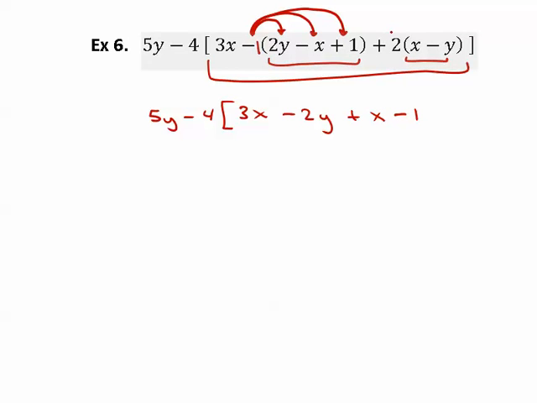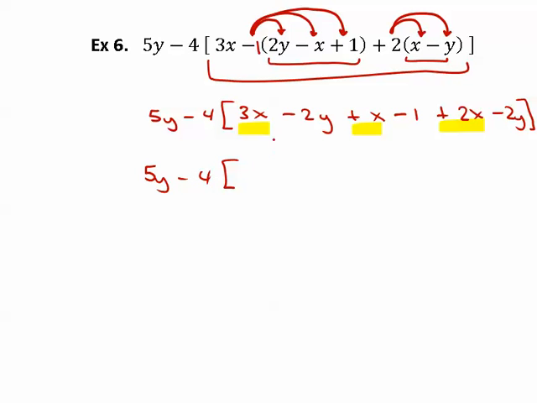Now we can distribute the positive 2 to the x. That gives us a positive 2x. And then a positive 2 times a minus y is a minus 2y. So remember, we want to, if we can, simplify within the brackets. That's the grouping. So we have x terms, and we have 3 of them. So let's bring everything else down. We have 5y minus 4.